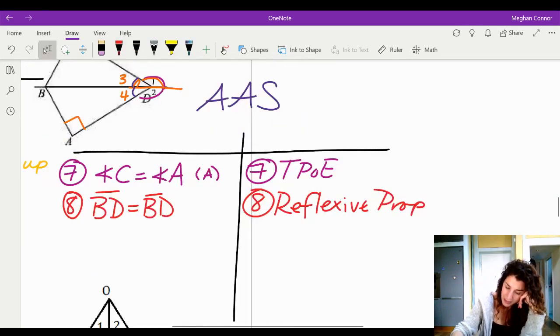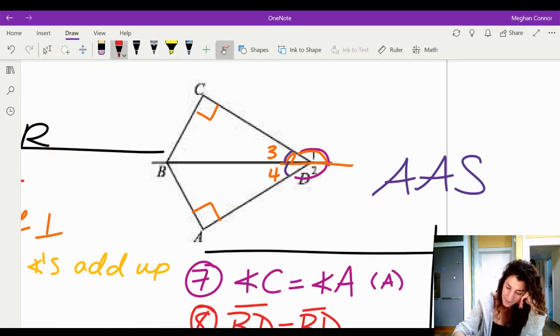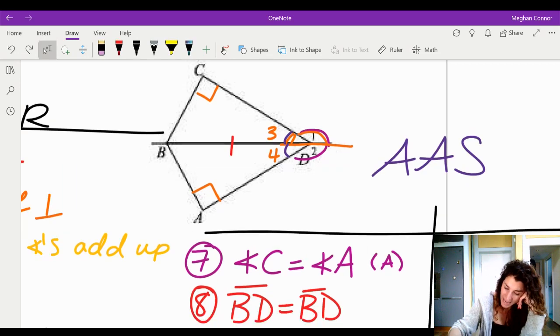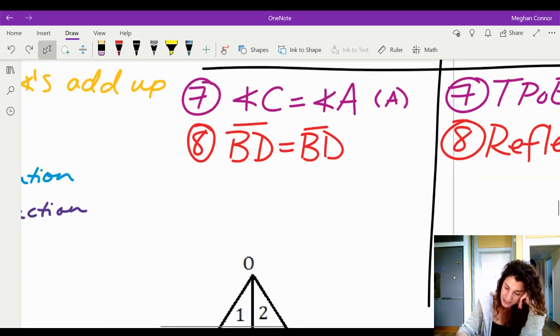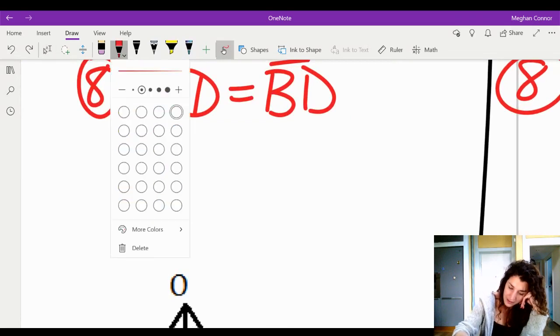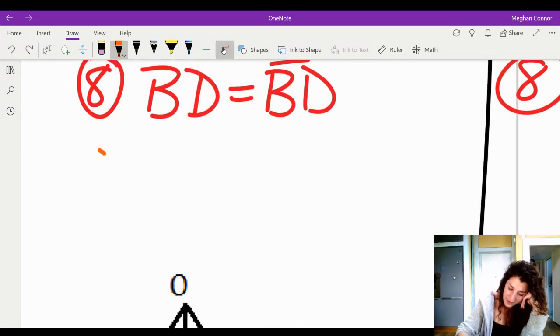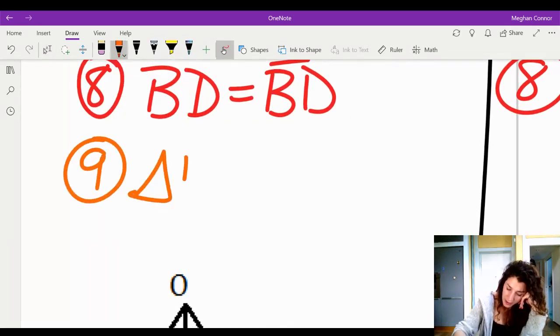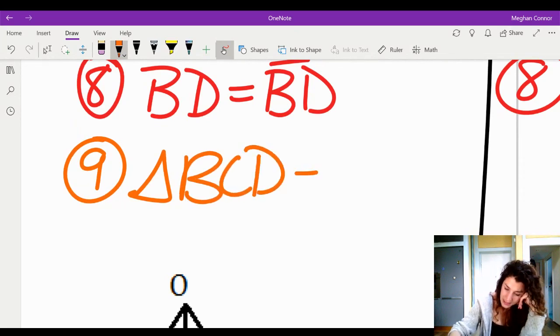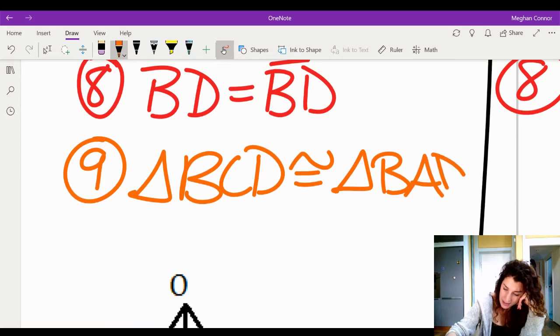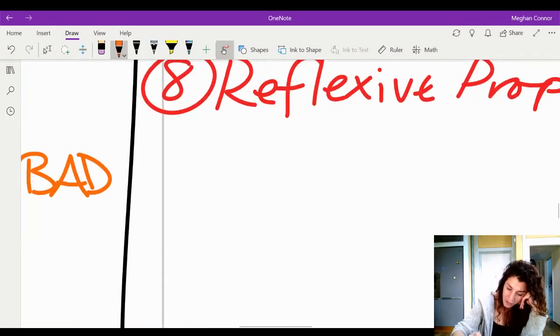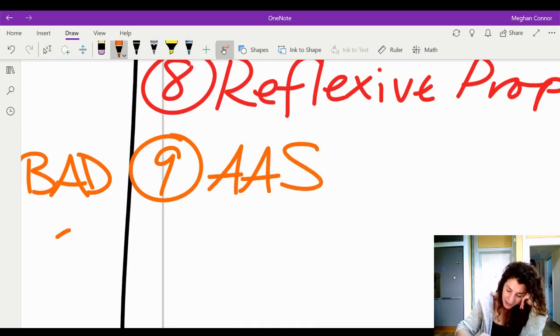Reflexive property. I'm going to go mark it in my diagram. And now I have that BAD and BCD are equal to each other. Triangle BCD is congruent to triangle BAD because of angle, side.